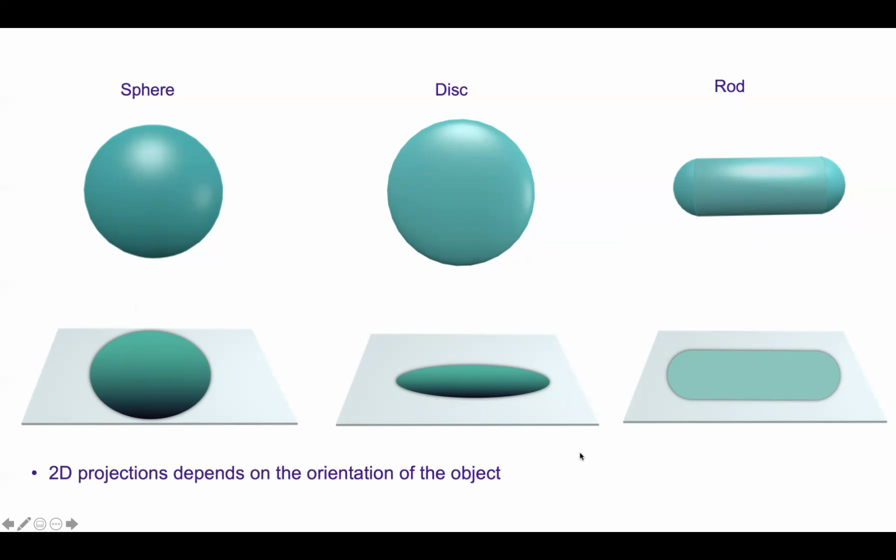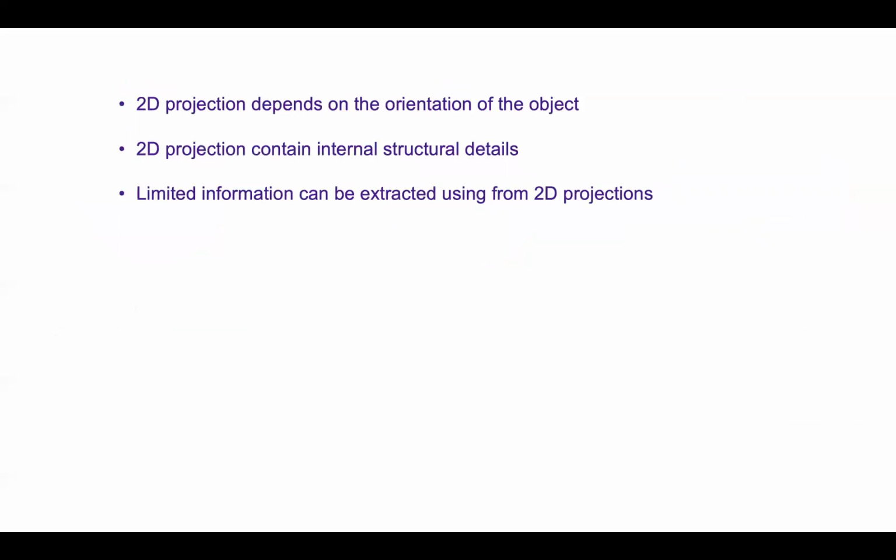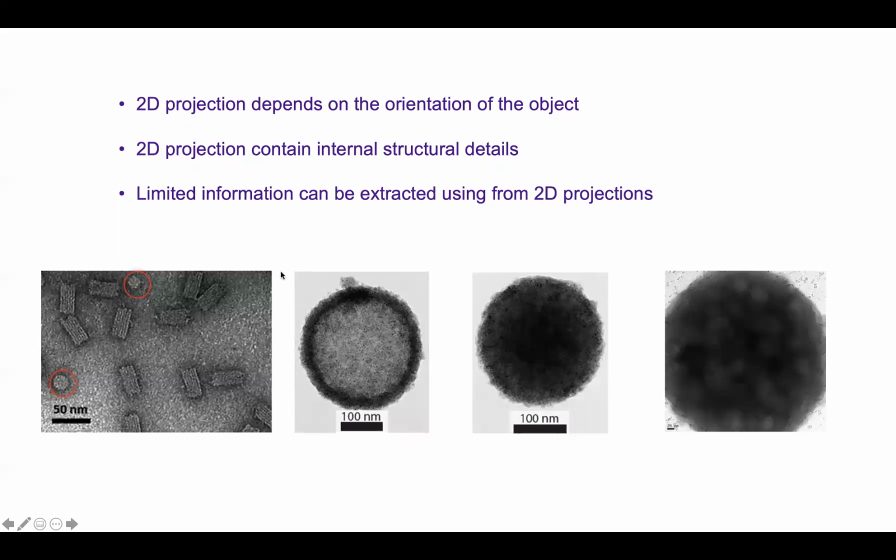So what does it mean? It means that this 2D projection in TEM depends on the orientation of the object. So if we can summarize, we have a two-dimensional projection, which depends on the orientation of the object. The 2D projection also contains a tremendous amount of internal structural detail because it's a transmission mode. Unfortunately, due to overlapping information, only limited structural details can be extracted using simple conventional 2D projections.